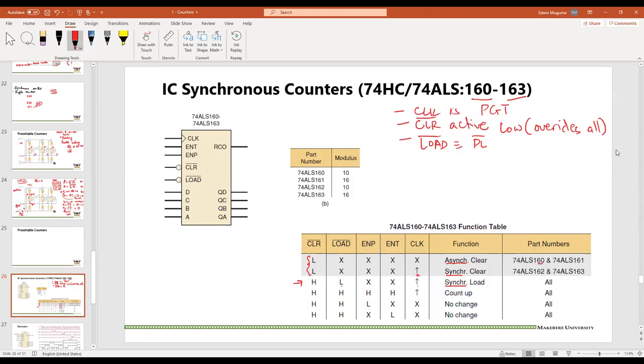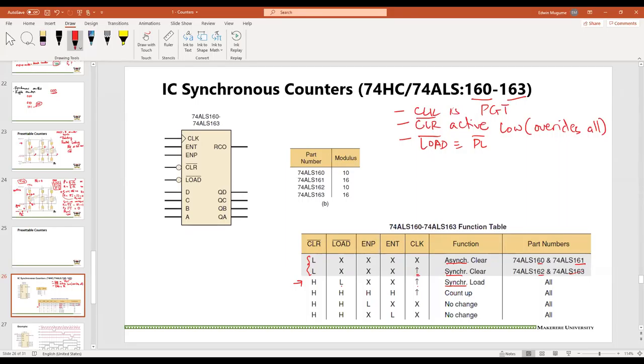And this works for the asynchronous clear. You can see it's 160 and 161. For the synchronous clear, it's 162 and 163. Usually, if I bring this, I don't want you to cram that 160 and 161 are for asynchronous. I'll probably just state somewhere within the question that you use synchronous clear or asynchronous clear.